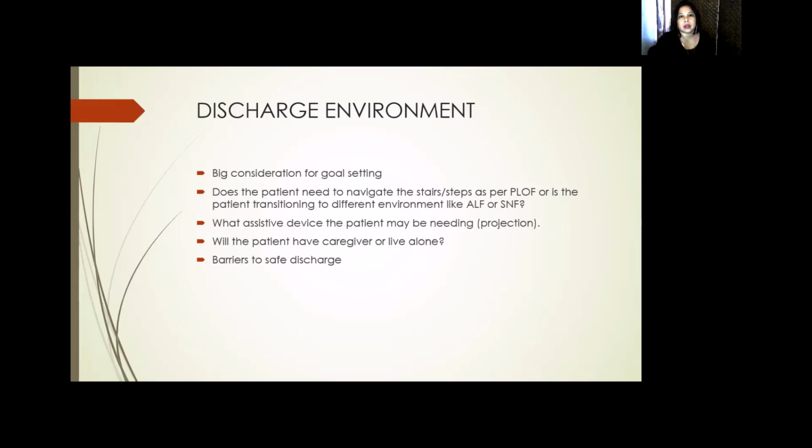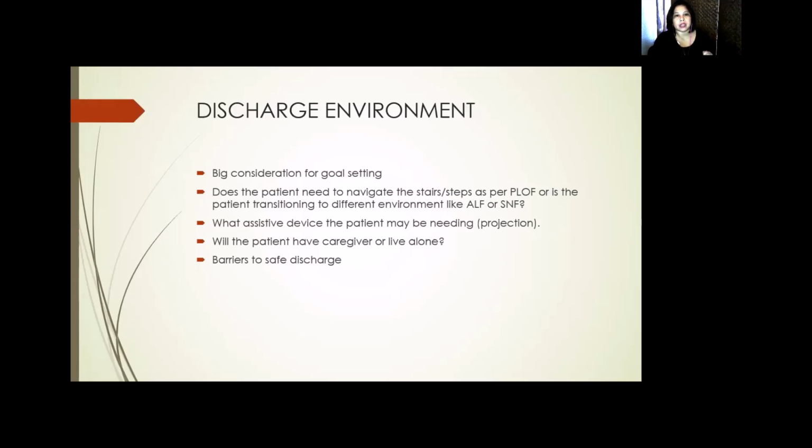Also, will the patient have a caregiver or will the patient live alone? So again, this will affect our goal setting. If the patient will be living alone, the patient should be able to transfer himself or herself safely from bed to wheelchair to the toilet. Or if the prior level of function is that the patient has a 24-hour caregiver who assists the patient in different tasks inside the house, our goal will be maybe contact guard or standby assist, to the highest level that the patient can do, even with the caregiver.